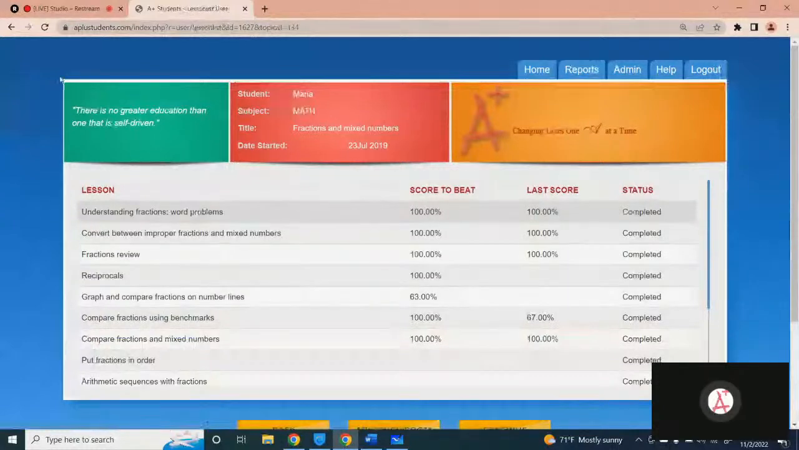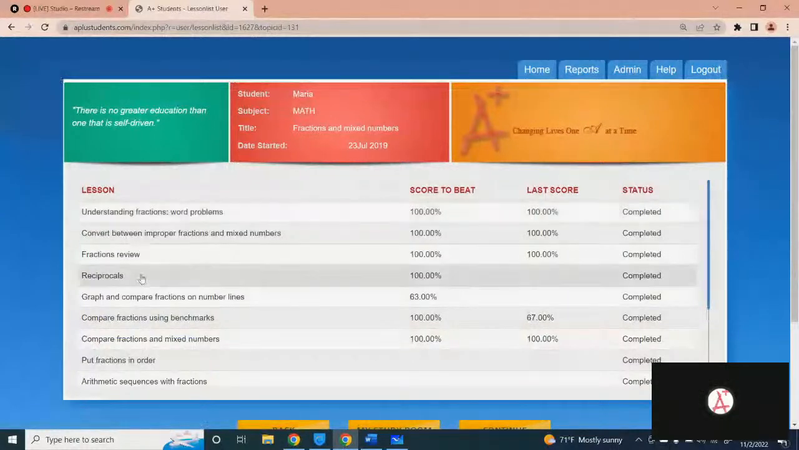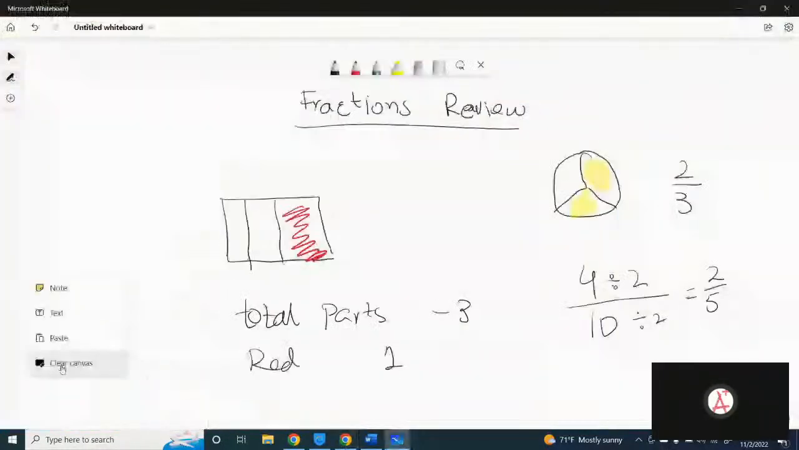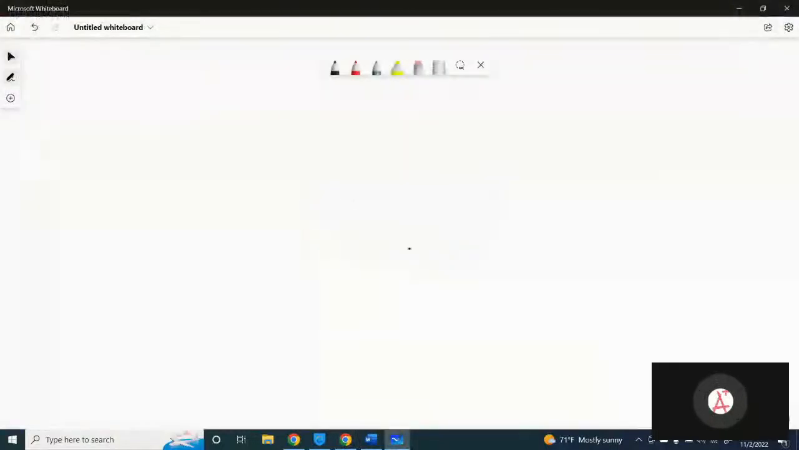The next topic is reciprocals. Got it? Let me write the lesson topic name on the board. Okay, let's start with the next topic, that is reciprocals. So I'm going to write the definition of reciprocals on the board. Please note down the definitions. So first of all, we're going to see what reciprocals are.